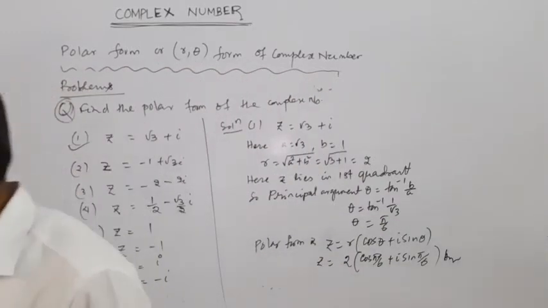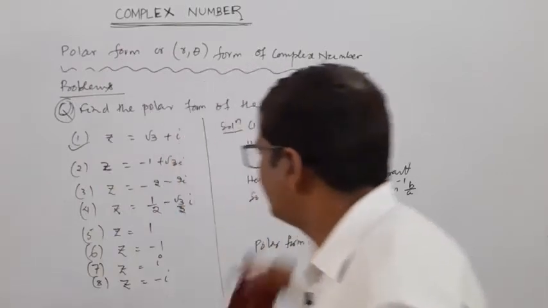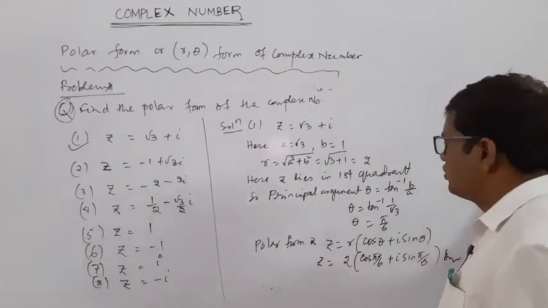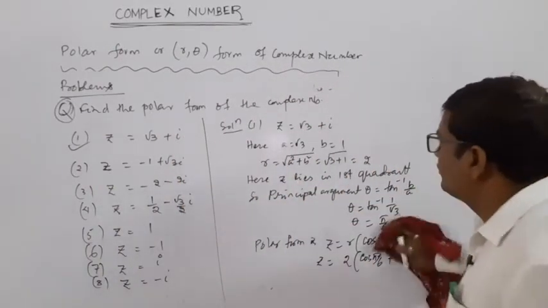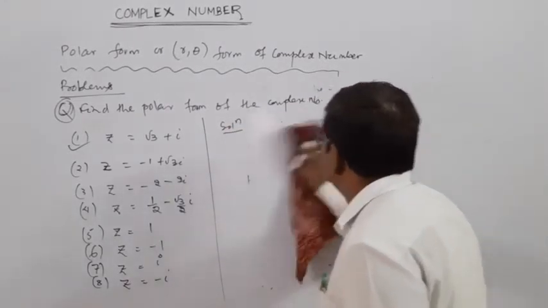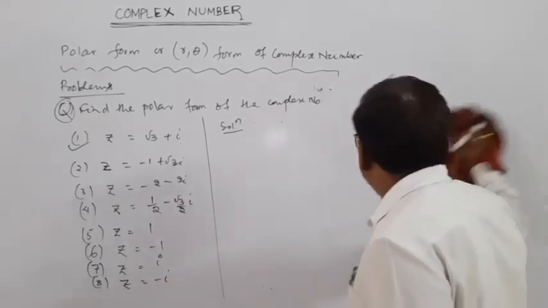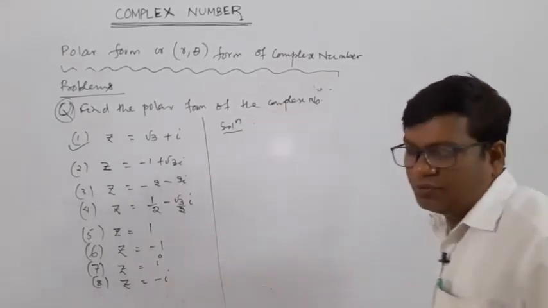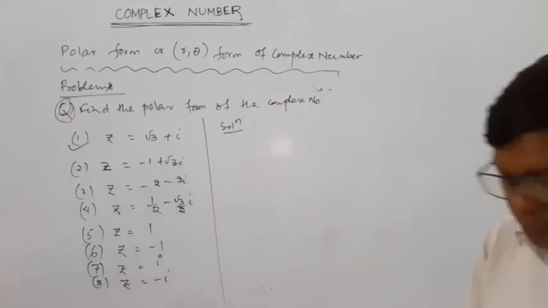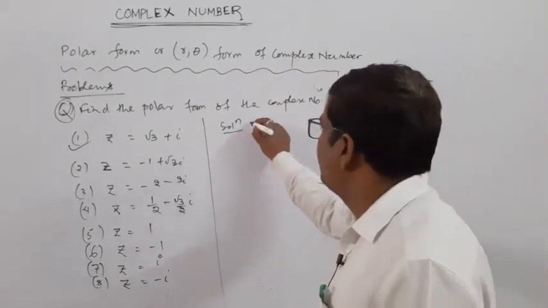Now the solution of question number 2. Let's discuss the solution of question number 2. It is a similar process, but theta varies from quadrant to quadrant, so carefully find theta, the principal argument.